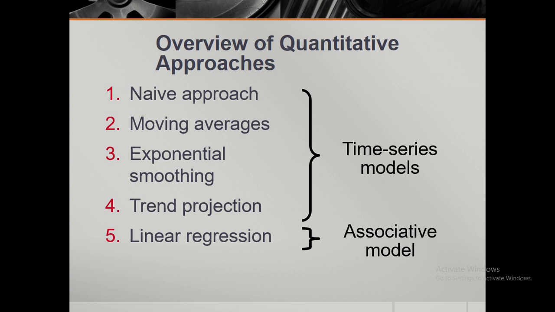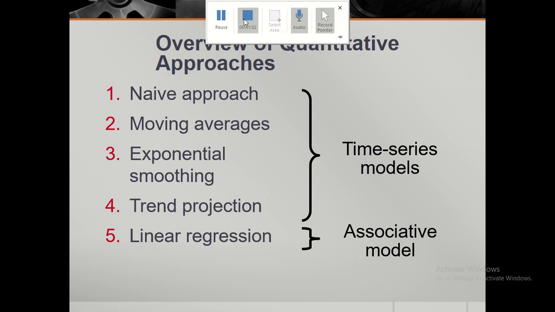For the purpose of this forecasting topic, we are just going to discuss the first 3: the naive approach, the moving average, which is composed of 2, the original moving average and the weighted moving average, and the third one is exponential smoothing. On our next video, we are going to discuss these 3 quantitative approaches. We will not discuss 4 and 5 because they involve a higher level of discussion. Okay, so see you on our next video. Thank you.